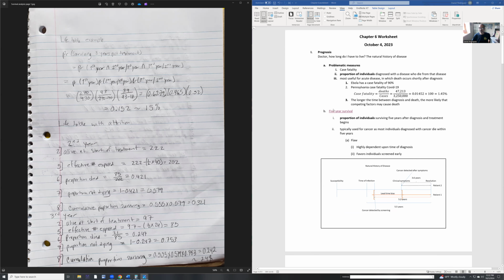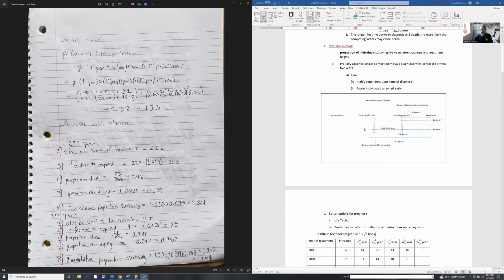The only problem with case fatality is the longer the time between diagnosis and death, the more likely there will be some confounding variables or competing factors that may obscure the conception that it was that specific disease that caused the death, right? So there are other factors that may mix with the supposed cause of death.